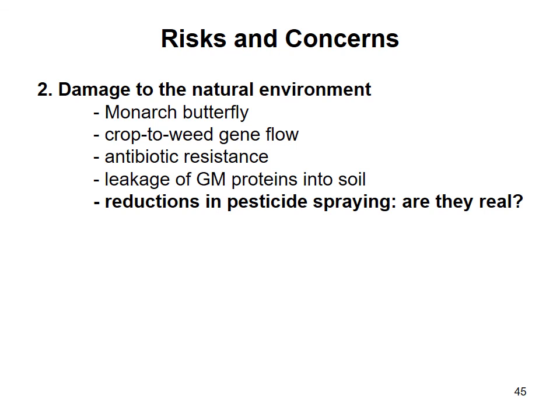Are the claims true? Bt cotton is the only crop for which claims of reduced spraying are clear. Analysts painted a mixed picture on the results of planting Roundup Ready soybeans. Bt corn and herbicide-tolerant cotton and corn have not resulted in clear reductions in the spraying of chemicals.